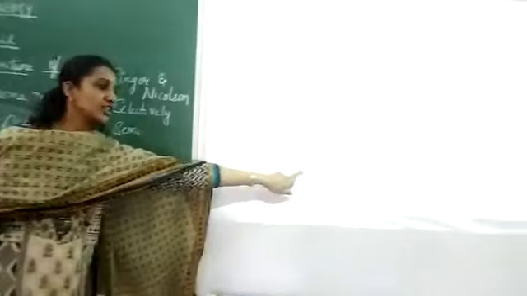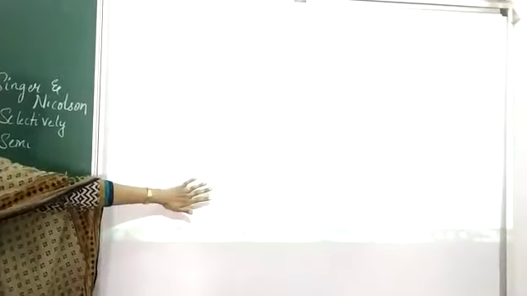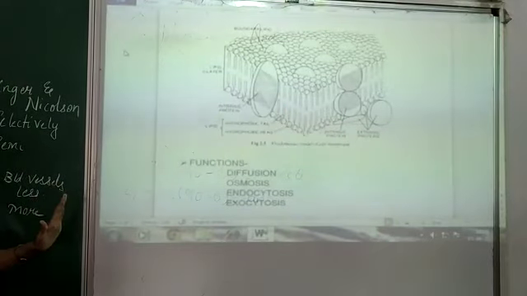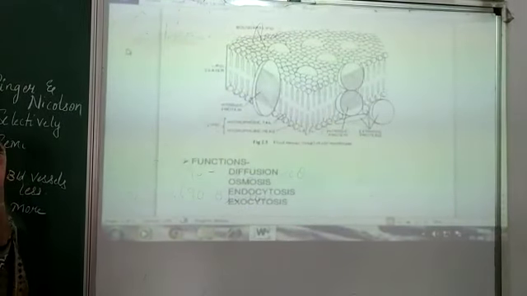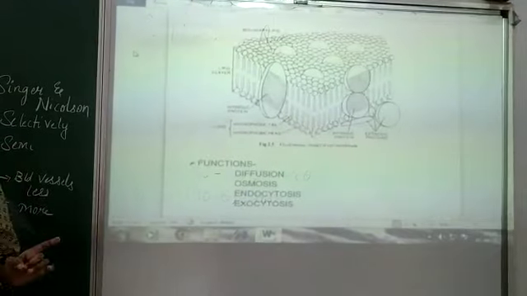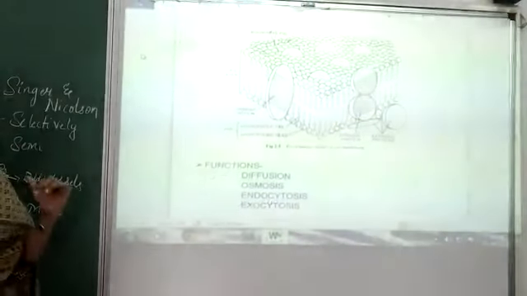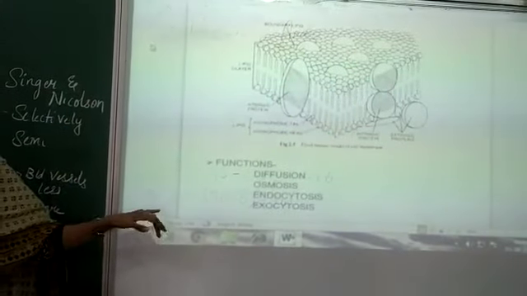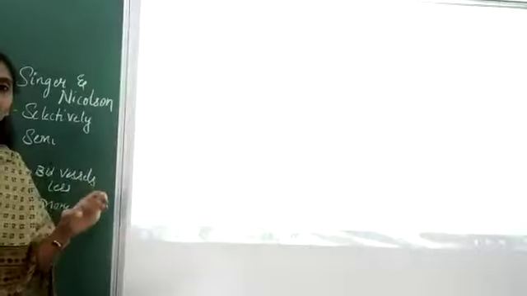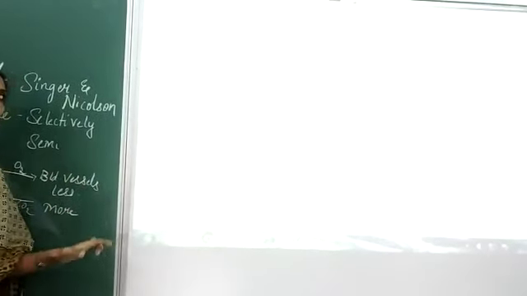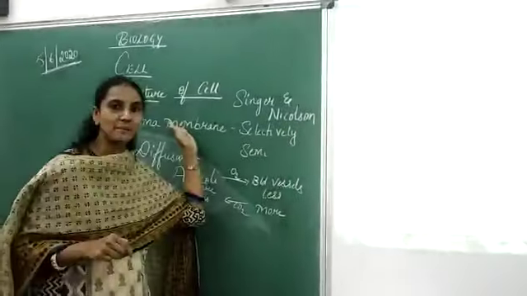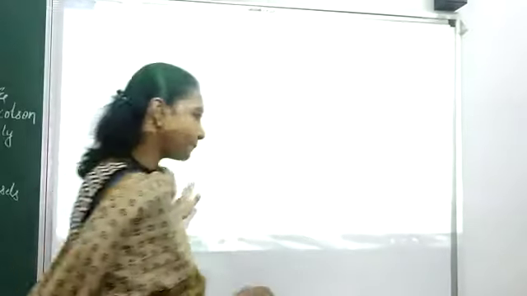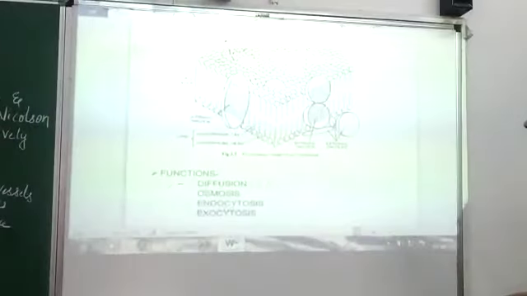Moving to the next function, osmosis. What is osmosis? It is very similar to diffusion. The only difference is that it is the movement of liquid particles. Here we will take the example of water. It is the movement of water from a region of higher concentration to a region of lower concentration through a semi-permeable membrane. Here the semi-permeable membrane is nothing but our plasma membrane. Apart from this, we can also take certain other examples where we observe osmosis.